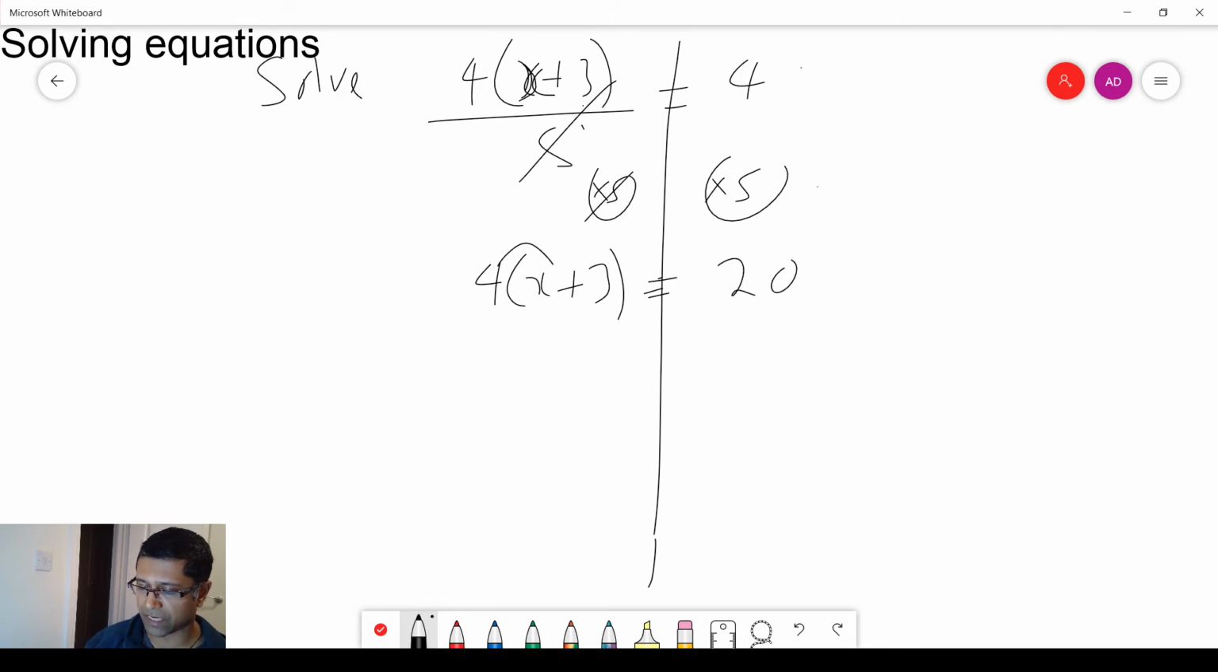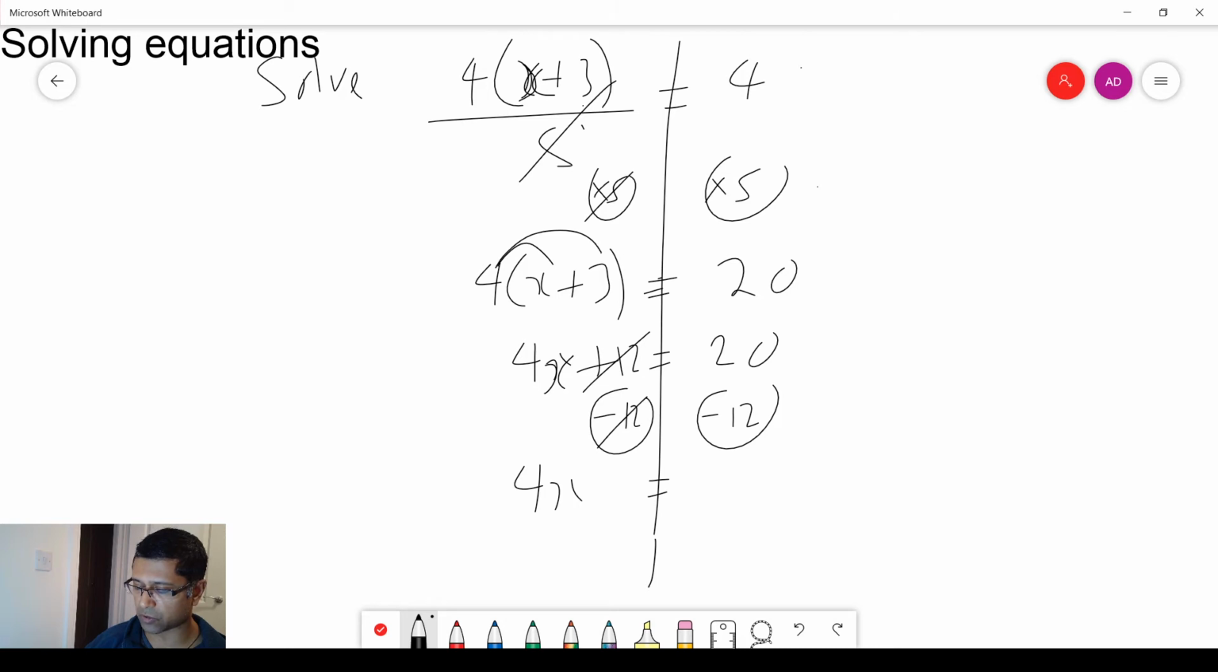Right, expand the brackets. 4 times x is 4x. 4 times 3 is 12. Now this question is very similar to what we've just done in the first video. To get rid of plus 12, you take away 12. Do the same on the other side. 12 take away 12, they knock each other out. So you're left with 4x is equal to 20 take away 12, which is 8.